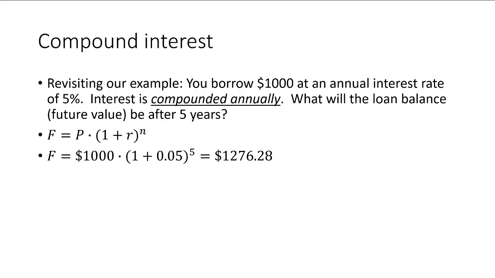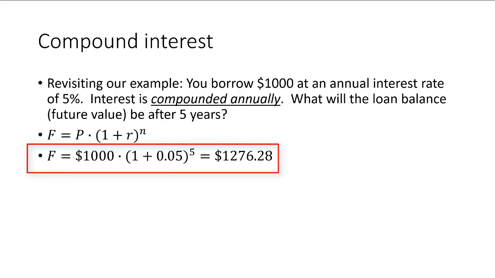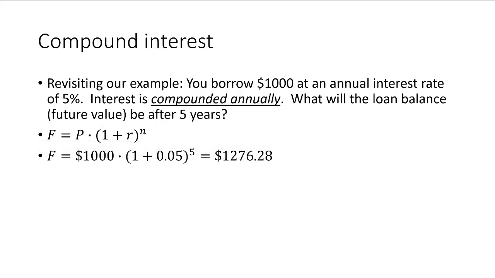After 5 years, that's a future value. That's F. We can calculate by this equation. We can take the principal, multiply by 1 plus the interest rate for that compounding period, which is a year, raised to the number of compounding intervals, which is 5 years. And when you plug that into your calculator, you get $1,276.